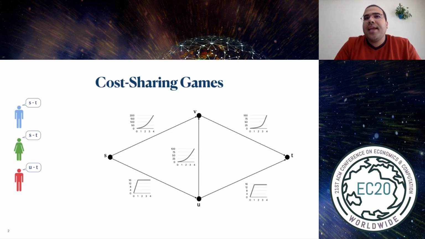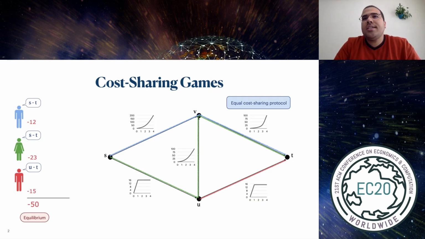For example, here, if players choose their paths like this, each of them must pay the whole cost of the edges in which she is alone, and the blue and the green player must share the cost of the VT edge for load 2. That is where the cost-sharing protocol becomes important. A cost-sharing protocol determines how to share the cost of an edge among all the players using that edge. For instance, here, if we use the equal cost-sharing policy in which the cost of each edge is shared equally among the players using that edge, players will be charged 12, 23, and 15.